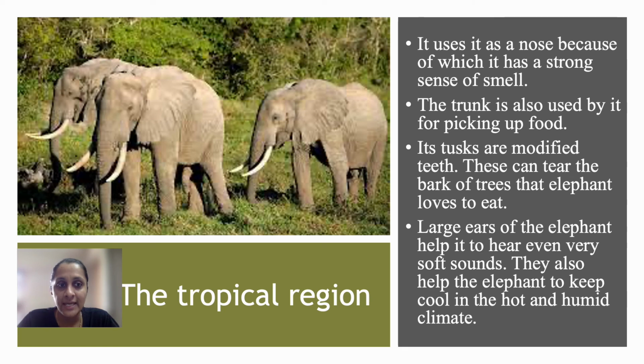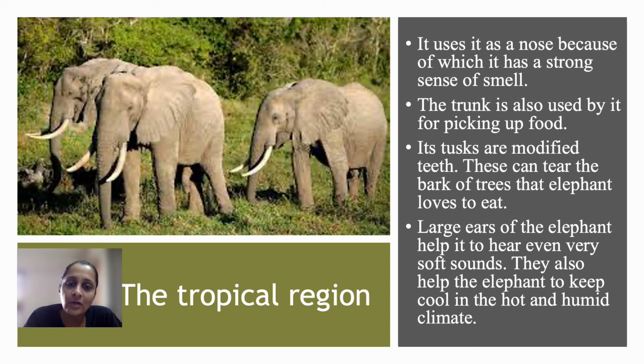Now we talk about the elephants which are there in the tropical region. Now in the tropical region you will be finding the African elephant and the Asian elephant. Now the difference between them is actually the size of the ears. The elephant that you see in this image is the African elephant because the ears are pretty huge. It uses its nose because it has a very strong sense of smell. And this trunk, so the nose, is actually the trunk, is used also for picking up food, for having water, for smelling certain things. So a lot of uses of the trunk are there.